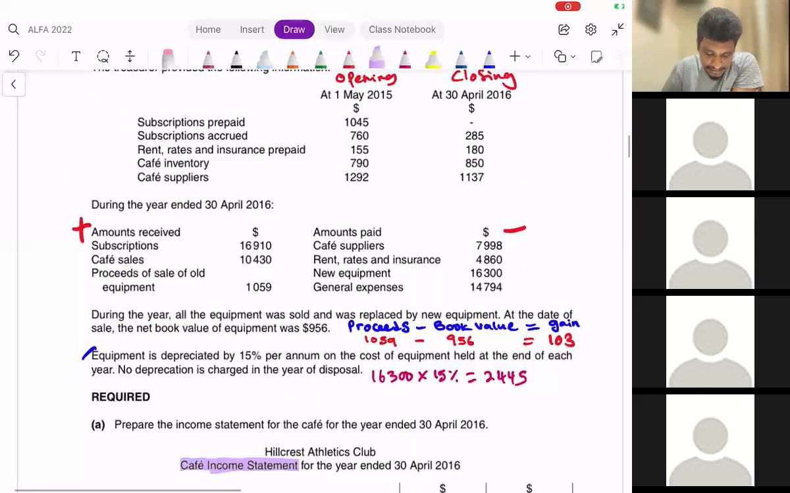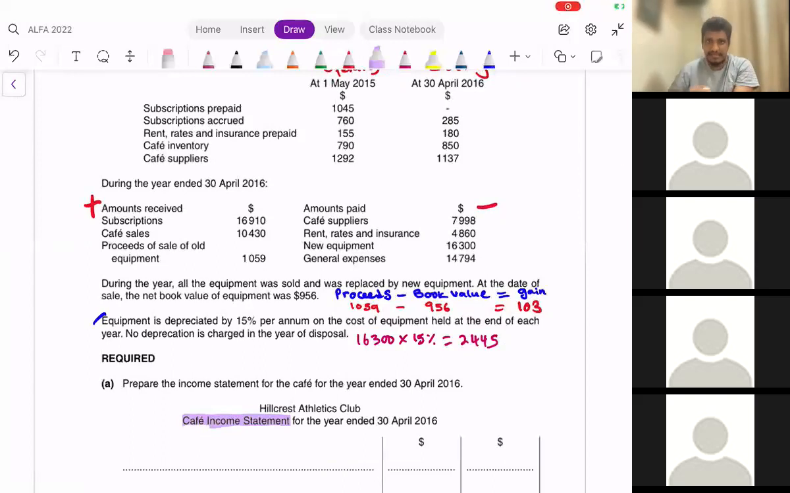I'm going to highlight in a purple color anything related to cafe. I can see cafe inventory, cafe supplier, cafe sales, cafe supplier. That's it. Did you see any other thing related to cafe? No, only this I can see in the cafe. So the only problem here is they didn't give me purchases of the cafe.